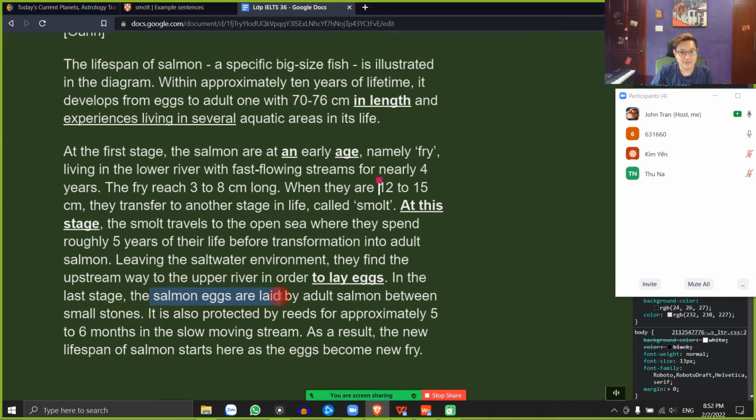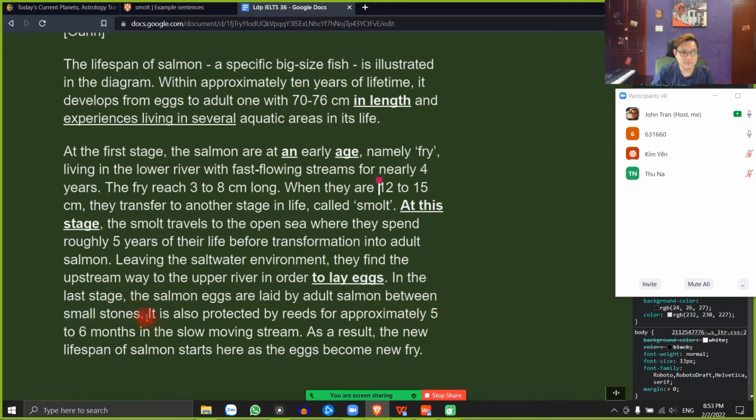In the last stage, the salmon eggs are laid by adult salmon between small stones. Okay, but you said between small stones, but it's not certain where the small stones are. Người ta nói lên nó thượng nguồn, nhưng mà nó không rõ ràng là cái small stone này nó nằm ở đâu, you know. It's not certain where the small stones are. You should combine, like move upstream to the upper river, and then the small stones are basically in the upper river, you know. Mình phải làm cái gì đó rõ ràng để cho cái small stone này ta biết rõ nó nằm ở đâu, ở upper river.